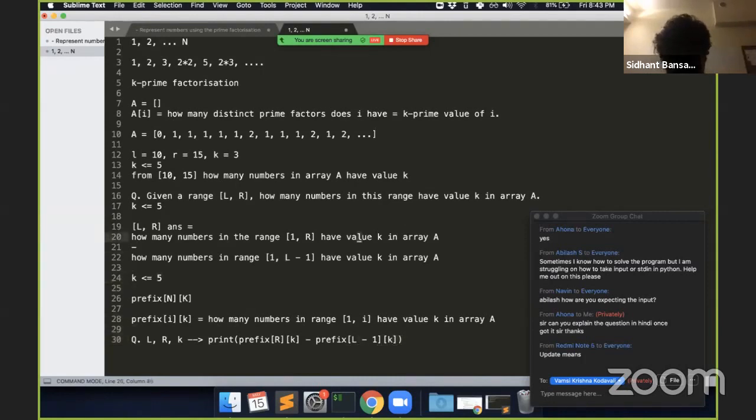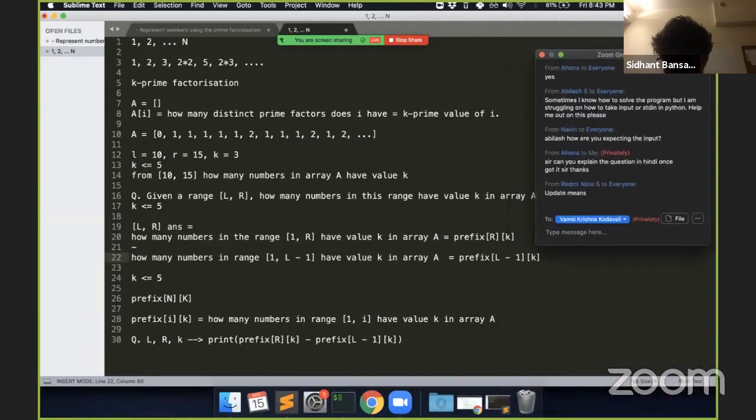Because this thing is basically equal to prefix[R][k], and this thing is equal to prefix[L minus 1][k], and I'm just subtracting these two.